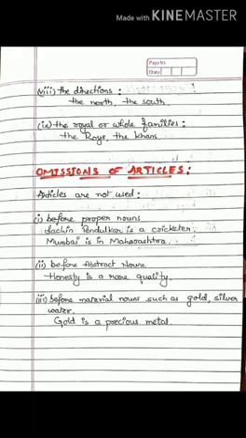Next point, before material nouns such as gold, silver. Gold is a precious metal. We don't use the gold, we say gold is a precious metal. So there are 3 omissions. We don't use the before proper nouns, we don't use the before abstract nouns, and we don't use the before material nouns.